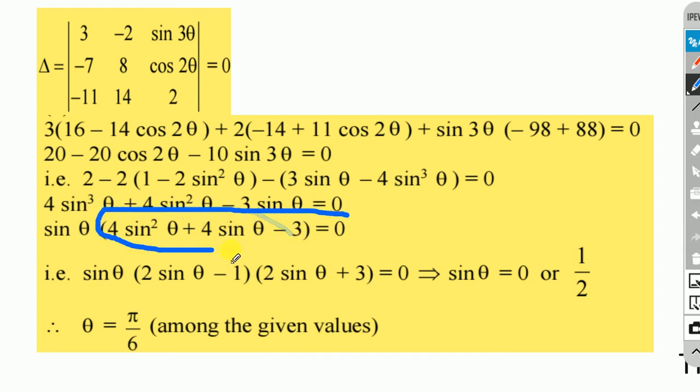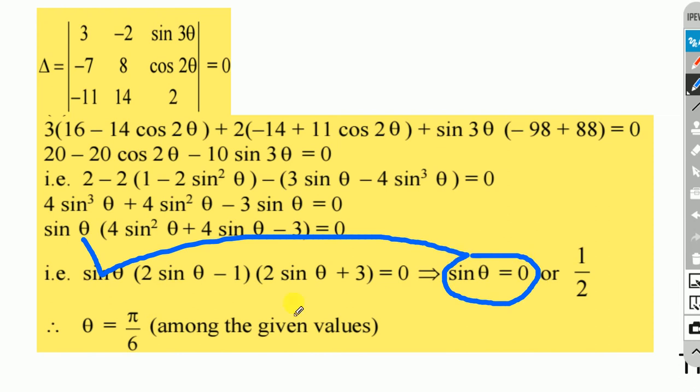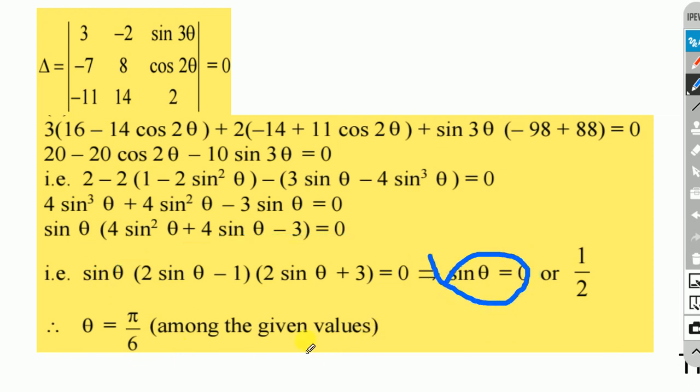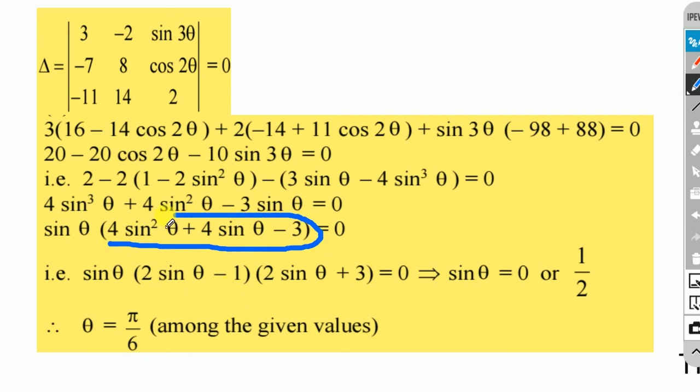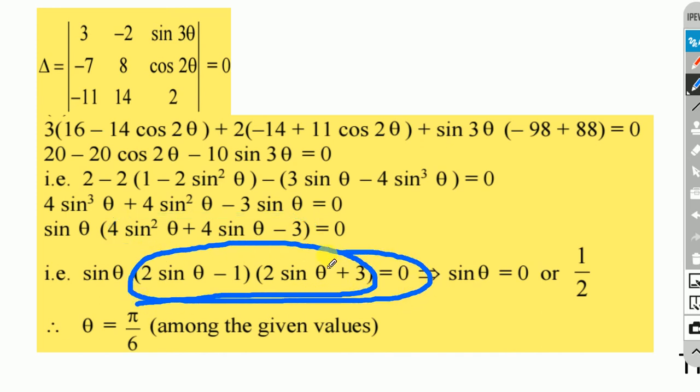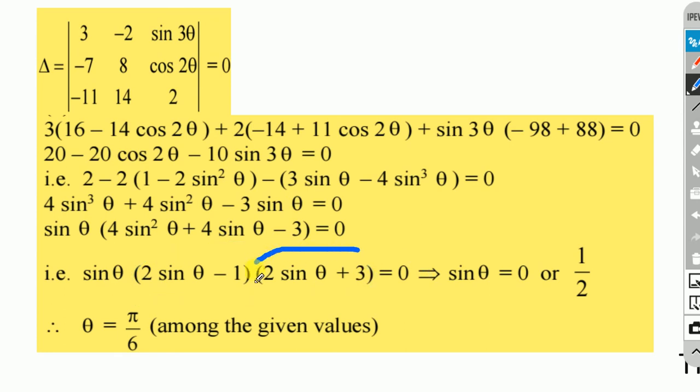Now we got a quadratic equation here in sin theta. So now I have sin theta is equal to 0 as one value, where theta equals 0, but among the given options I don't have theta equals 0. Now when you solve this quadratic equation, you will get 2 sin theta minus 1 into 2 sin theta plus 3 is equal to 0. But sin theta cannot be equal to minus 3 by 2 because its value lies between minus 1 to plus 1. So now 2 sin theta minus 1 equals 0 means sin theta is equal to 1 by 2. So sin theta equals 1 by 2 means theta is equal to pi by 6.